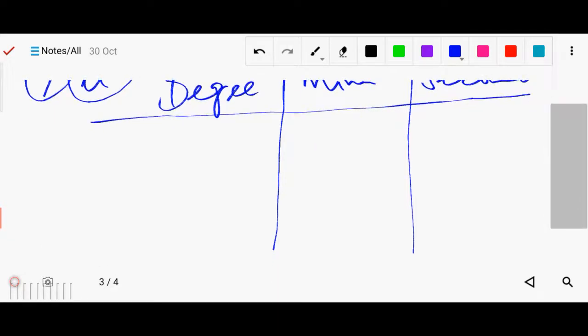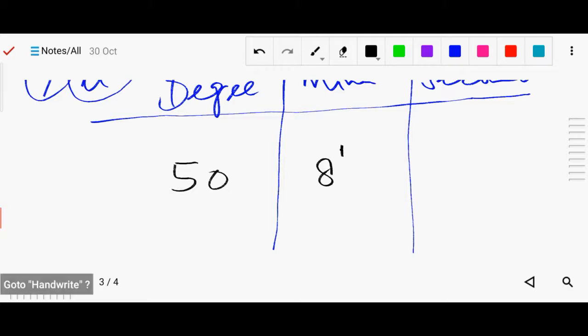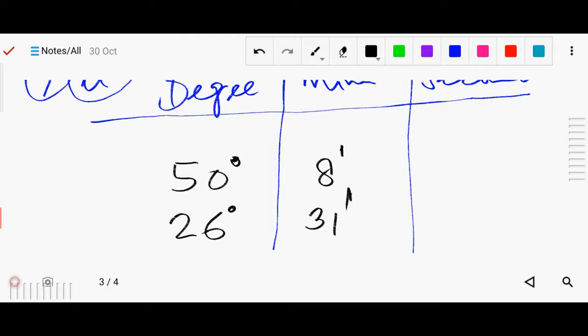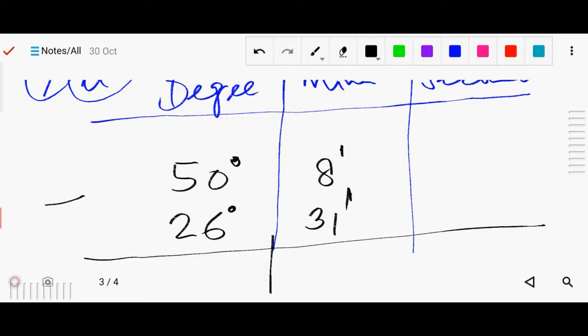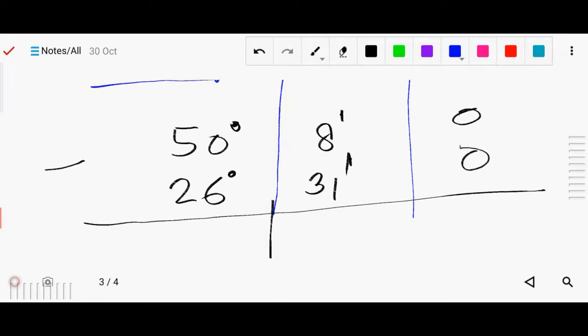So first of all we write here, the first one is 50. So write here 80. Here is the 8 minute. In the second, 26 degree and 31 minute. Okay, now we have to subtract. This part is nothing, so 0 0, no problem. Now can we subtract 8 minus 31? No. So what will we take? We will take the borrow.